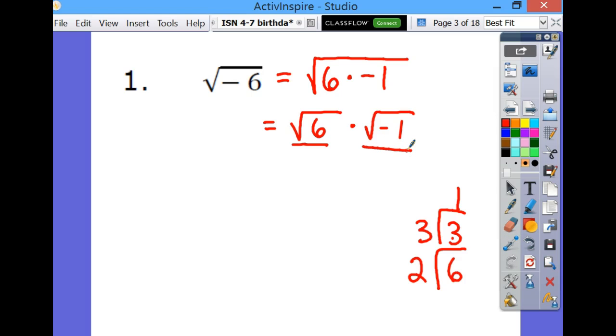What is the square root of negative 1 equal to? I. And so this is times I. That's equal to I. Now, we usually don't write it that way. We usually write the I out in front. When you have an I and a radical in the same answer, you usually put the I in front of the radical.